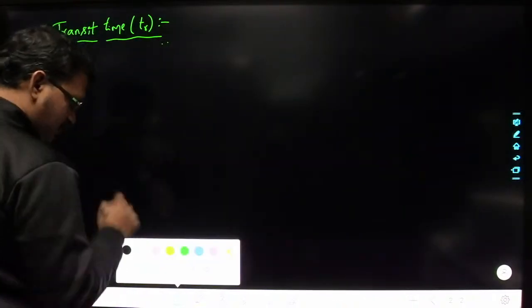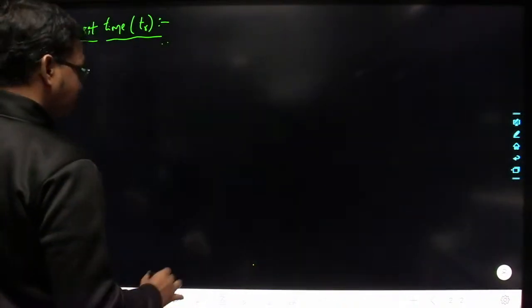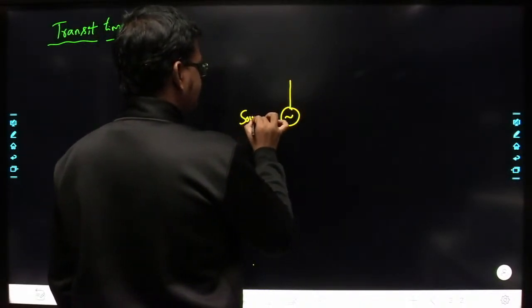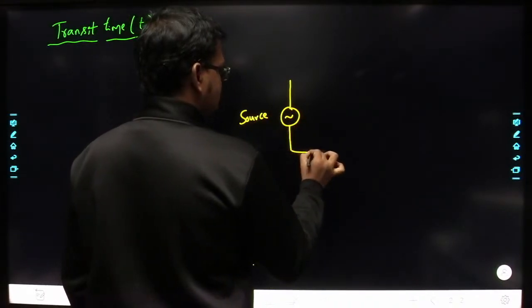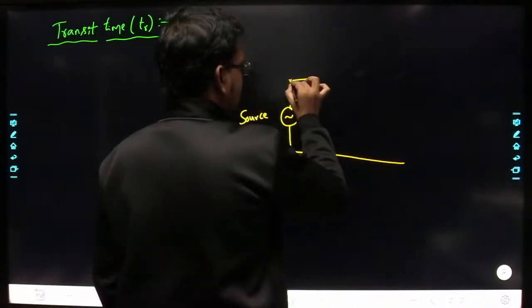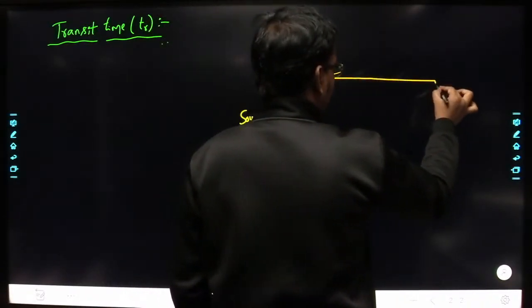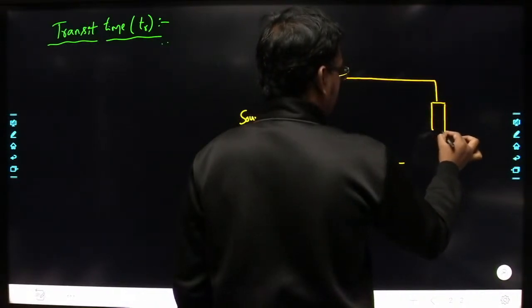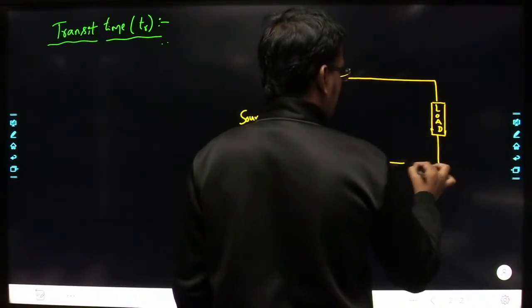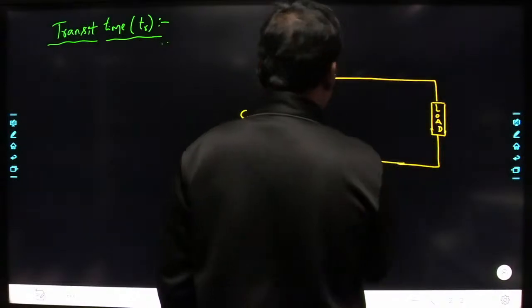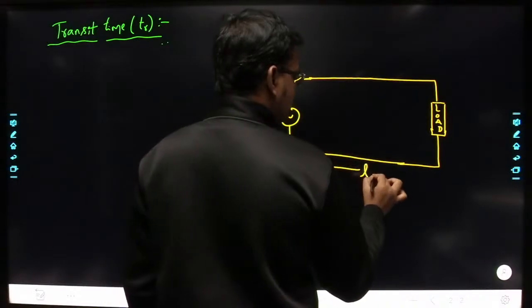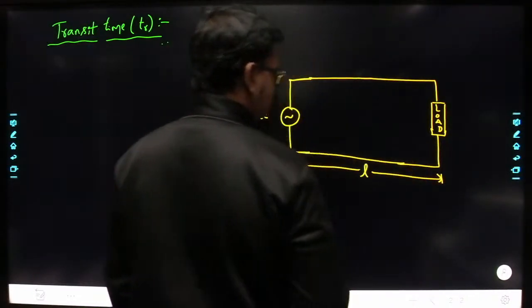See, the definition of transit time is very simple. See here, if you are having, let us say, this is source, and here you are having load. This is source and this is load. Let us say the length of the transmission line is L.